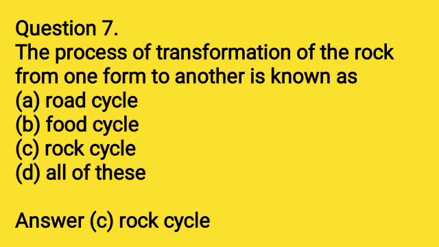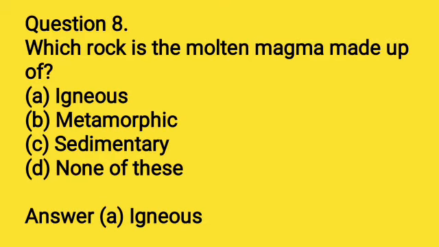Question 7. The process of transformation of the rock from one form to another is known as A. Road cycle. B. Food cycle. C. Rock cycle. D. All of these. Answer C. Rock cycle.